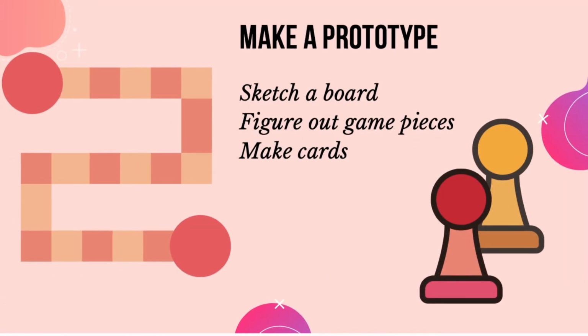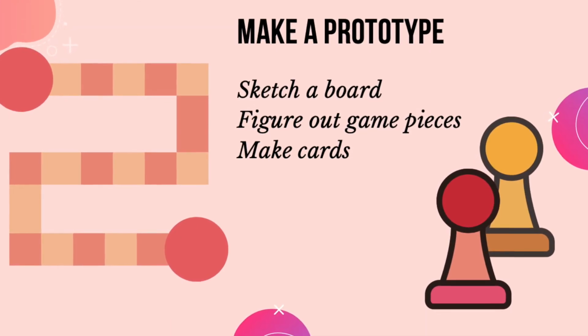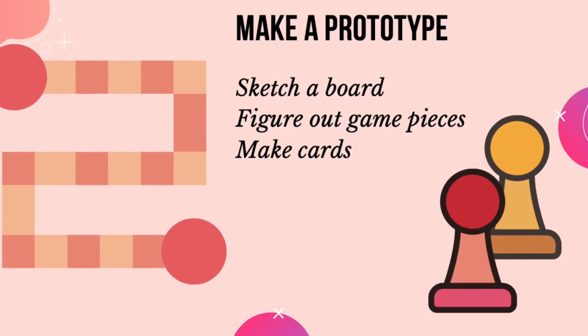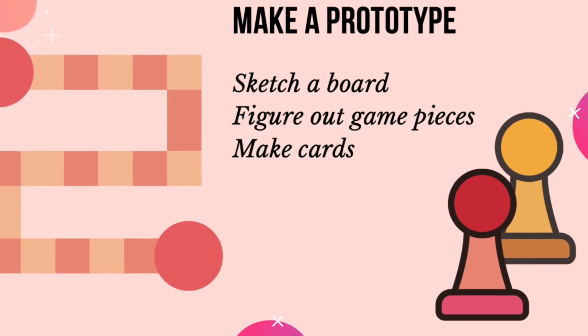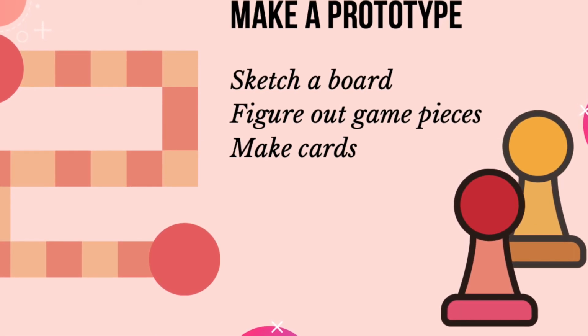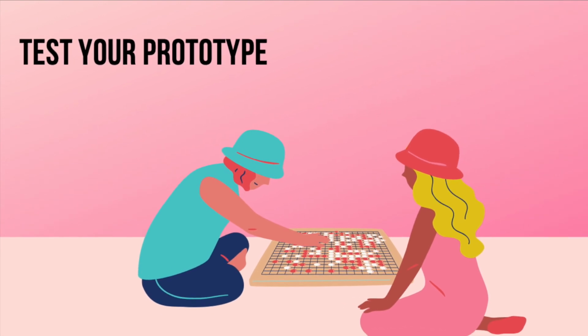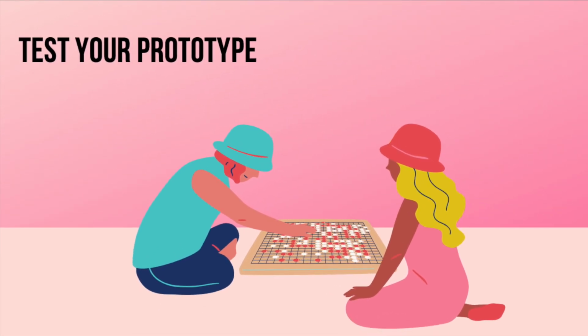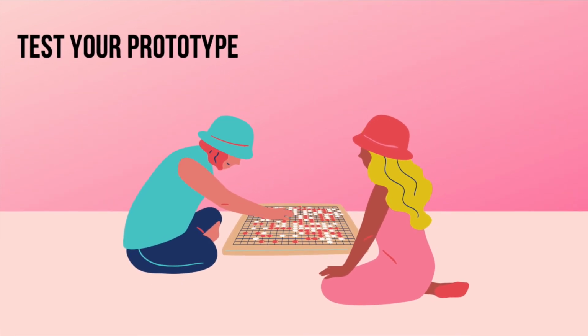Be sure to sketch out your board so you can visualize how the game field will look. Is it a path from one end to the next, or is there a wide playing field? Figure out what you'll use for pieces to move around the board, and if your game has cards, you'll need to make them. Once you have a rough prototype, get your friends and family to test your game. This is the best way to find out what may still need to be addressed. And don't forget to have fun.